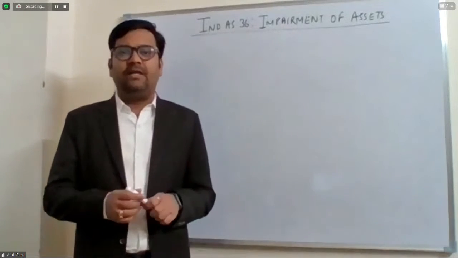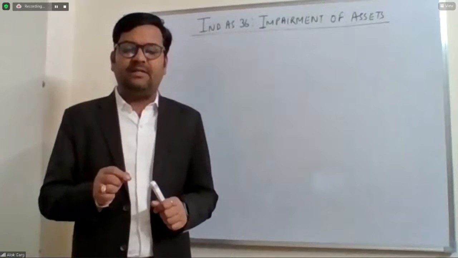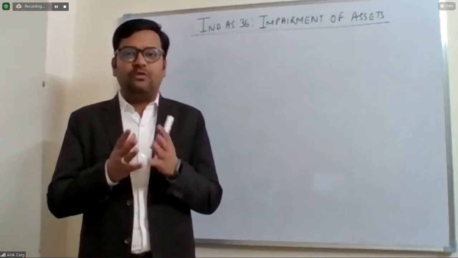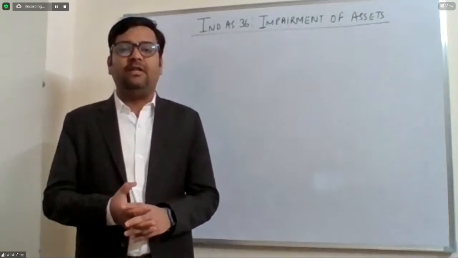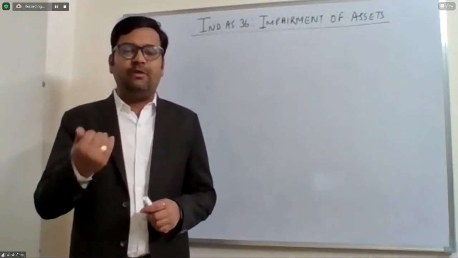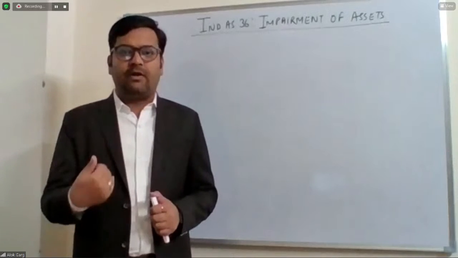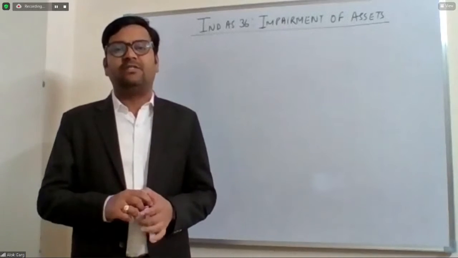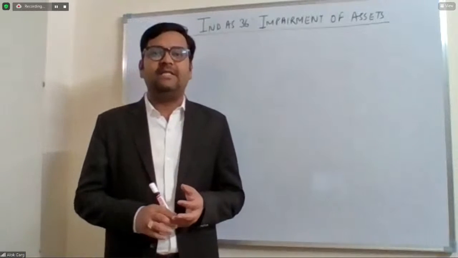We discussed that this standard is applicable on all assets except those assets which have been covered specifically in a particular standard. For example, inventory. Although inventory has to be recorded at cost or NRV, whichever is lower, it is as per Ind AS 2. This decline is not as per Ind AS 36.